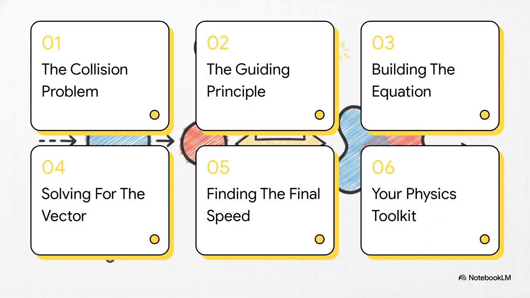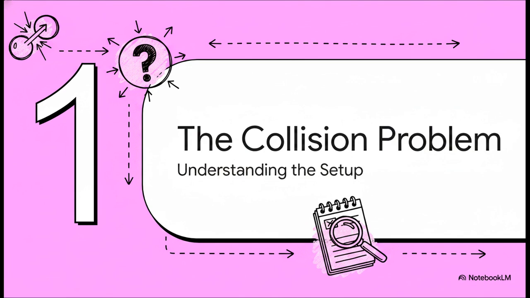So here's our game plan. We've got 6 parts. We'll start by just understanding the problem. Then we'll find the core physics principle that unlocks everything, build our equation, do the math, and then finish up with a handy toolkit you can use for any problem like this. Sound good? Let's go. Okay, first things first.